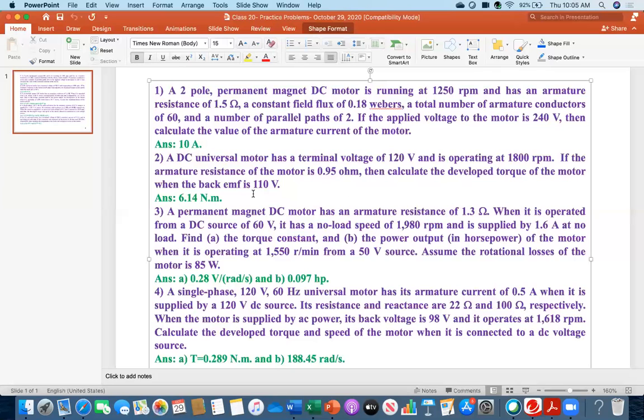The back voltage is given, back EMF is 110 volts. The very first step should be to write down the equation for torque, power over omega. Then what is power? Back voltage multiplied by the armature current, that is the power. Then you see how to get those values and plug them into the torque equation. That's all.